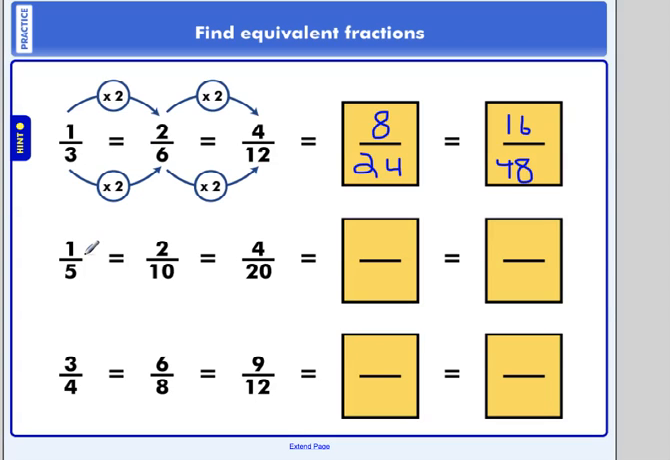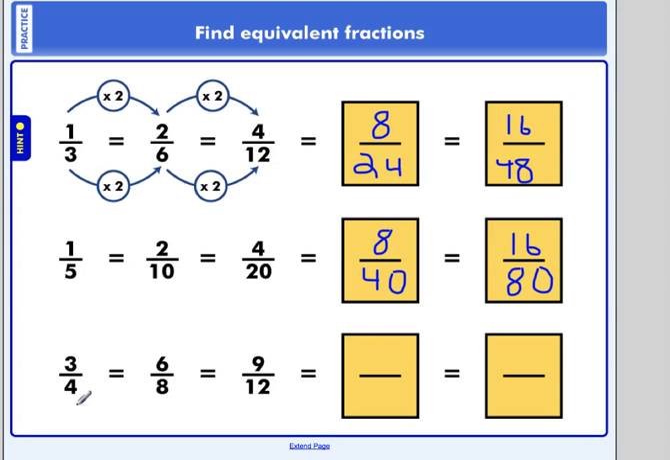Let's try 1/5. What are we multiplying by here? Again, we're multiplying by 2. Multiply by 2 again, we get 4/20. If we multiply them both by 2 again, we have a numerator of 8 and a denominator of 40. And what would be our equivalent fraction if we multiplied them by 2 again? Right, we would have 16/80.